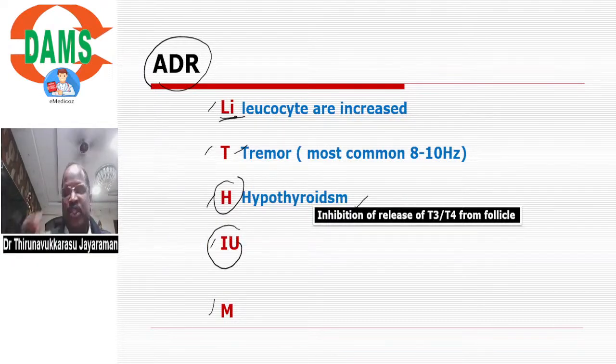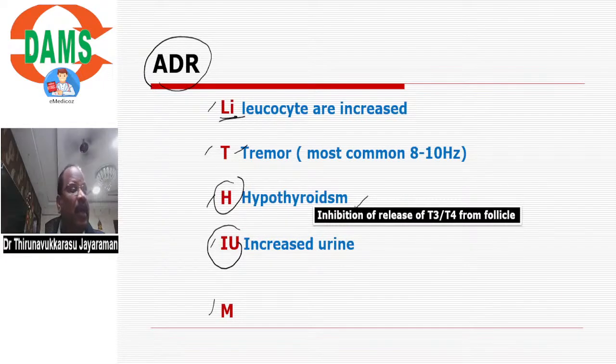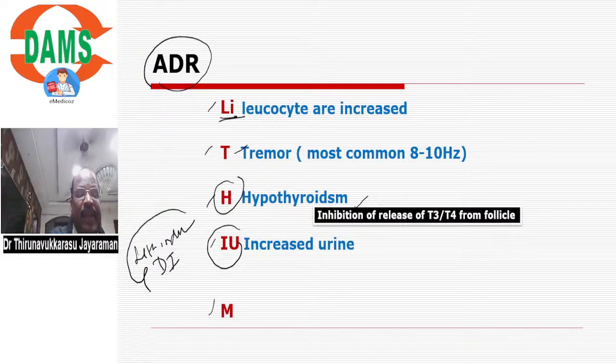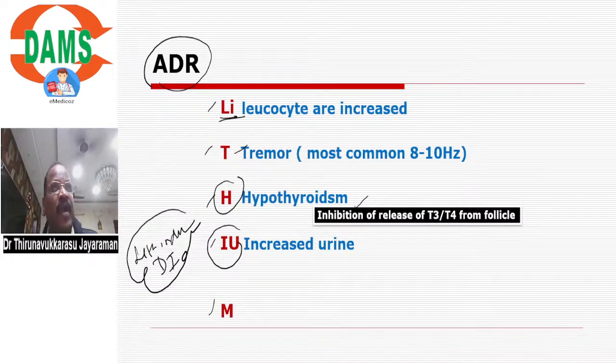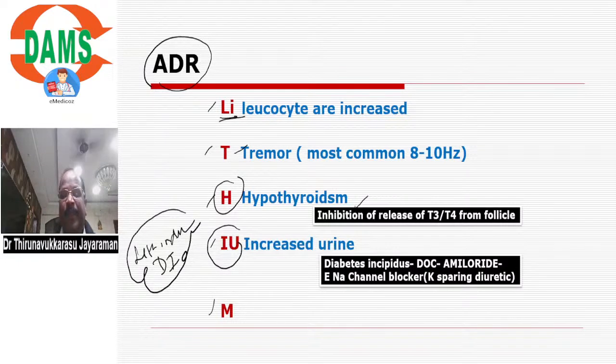IU, increased urination, called polyuria. Here one question. Lithium causing polyuria, we call this lithium induced diabetes insipidus. My question starts. Come on, everybody. Name the drug useful for treatment of lithium induced diabetes insipidus. That is amiloride. Amiloride, one of the epithelial sodium channel blockers. That's the drug of choice for treatment of lithium induced diabetes insipidus. Very good.